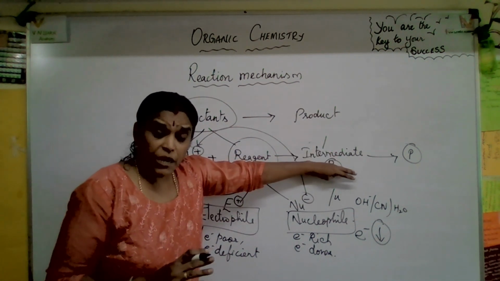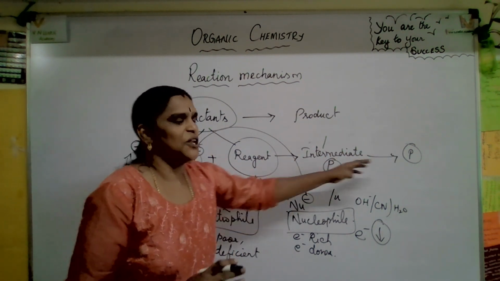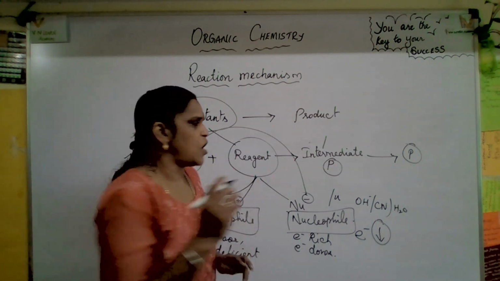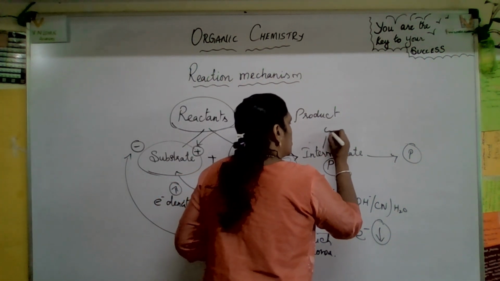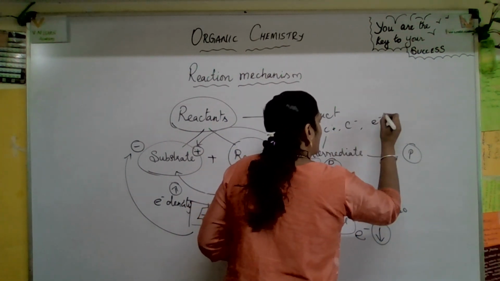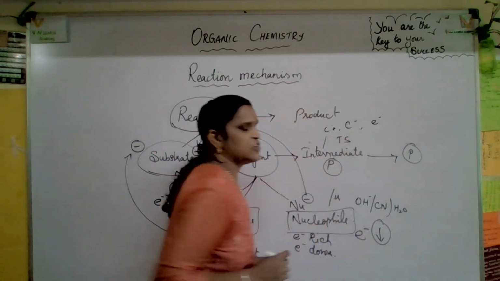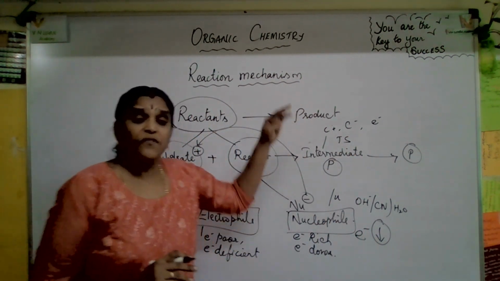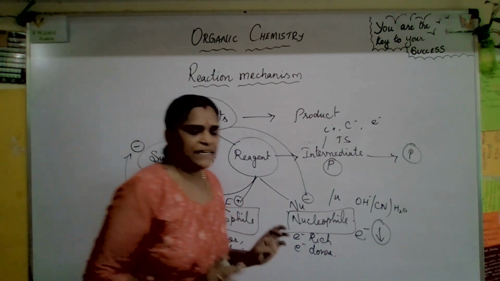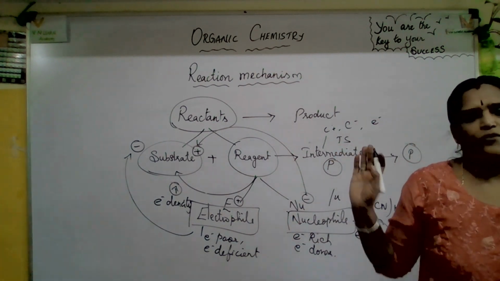This intermediate compound combines with some substituent group, and then you will get a final product. Now, what are the intermediate compounds? Carbocation, carbanion, free radical, and one more thing, transition state. So these are all the points we are going to go through in this session. Hope you will understand all these points one by one. Okay, let us go and identify.